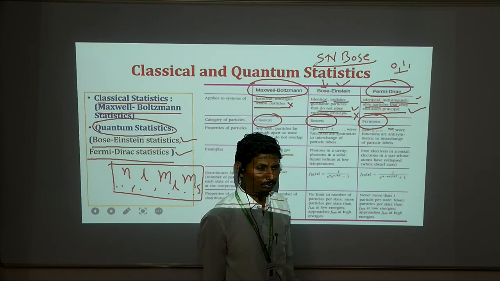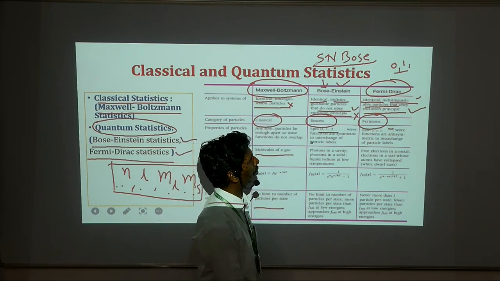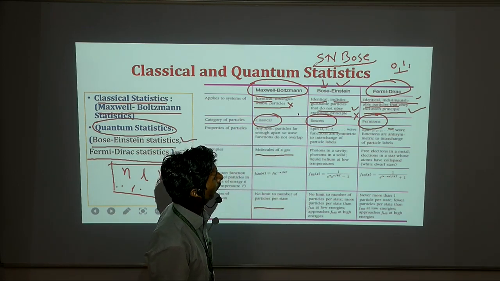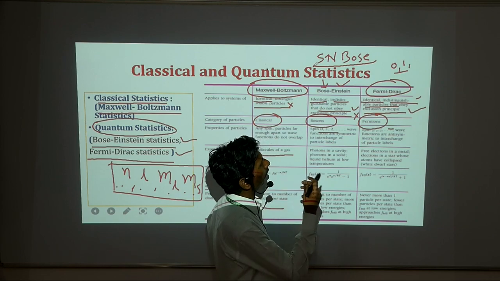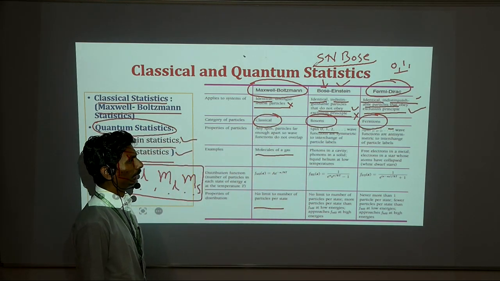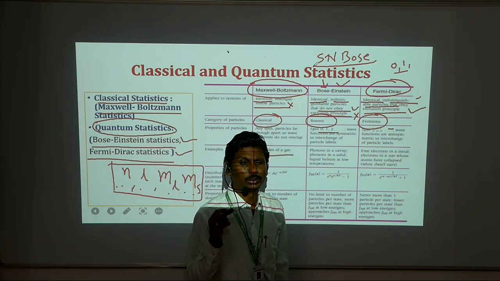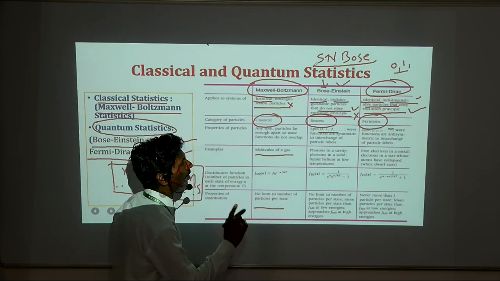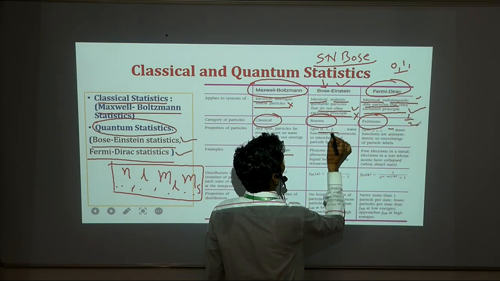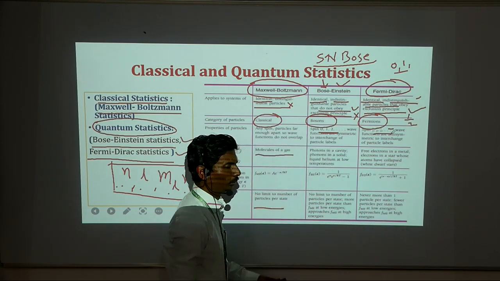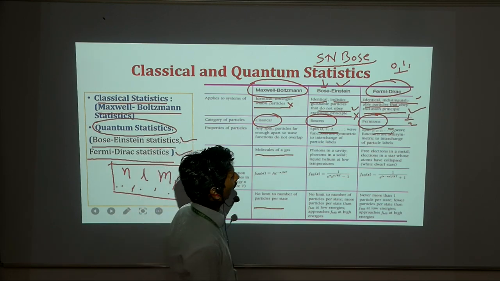The Higgs boson is one of the particles which was theoretically estimated following S.N. Bose, and after that, in the last 5 years, we got the existence of the Higgs bosons. Okay, now Fermi-Dirac statistics. In Fermi-Dirac statistics, particles are identical, indistinguishable, and obey Pauli's exclusion principle. They also have half spin, a half-integral multiple of spin. Here it is 0, 1, 2, 3; here it is 1 by 2, 3 by 2, 5 by 2, 7 by 2, like that, half-integral spin.